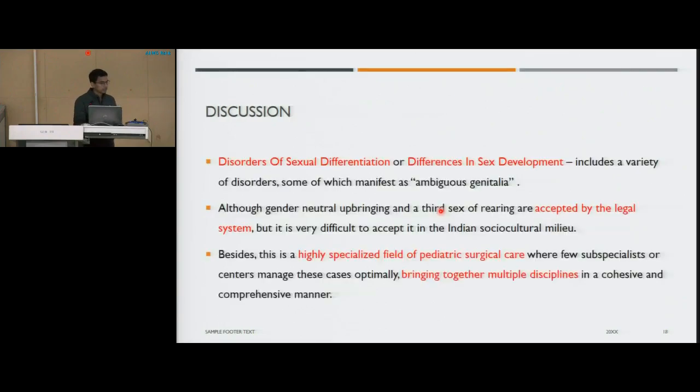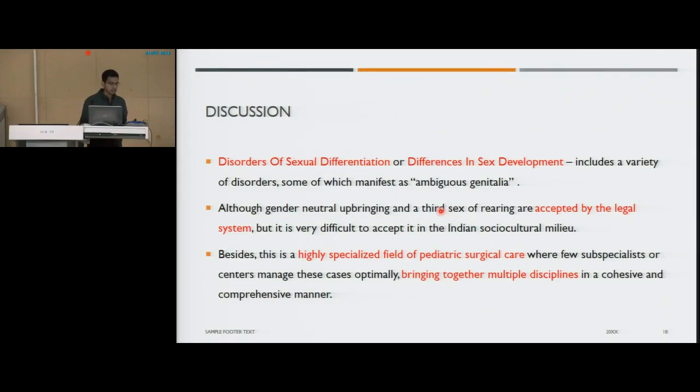And then coming to the discussion part, disorders of sexual differentiation or differences in sex development include a spectrum of disorders, which mostly come with ambiguous genitalia. Although in the law, gender-neutral upbringing is accepted in the legal system, in our Indian socio-cultural milieu it is hardly accepted by the parents or the society.